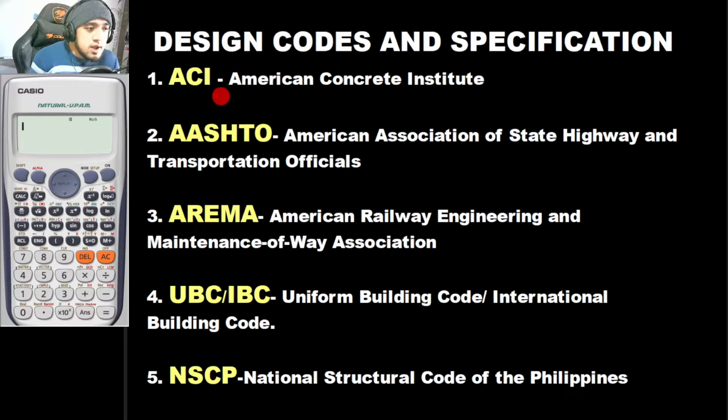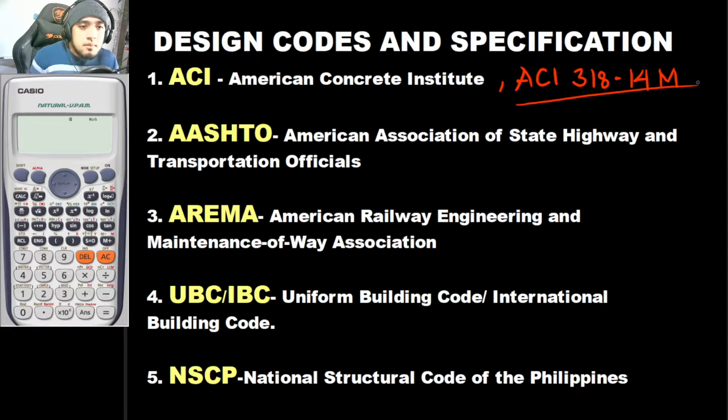So this is actually the reference code for your NSCP when we talk about concrete, so reinforced concrete. Once again, your NSCP is actually referring to ACI. And in this particular subject, we will be referring mainly to the code of ACI 318-14M. Okay, so this is to be our main reference for our subject. If you would be seeing the code ACI 318-14 without the M, they are basically the same.